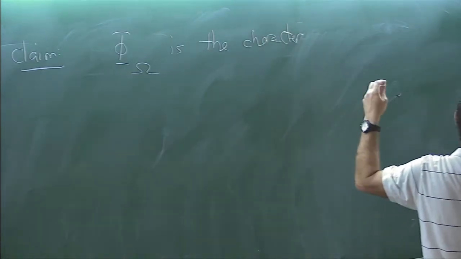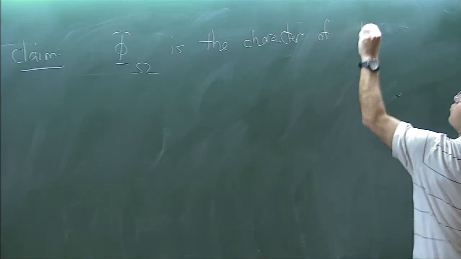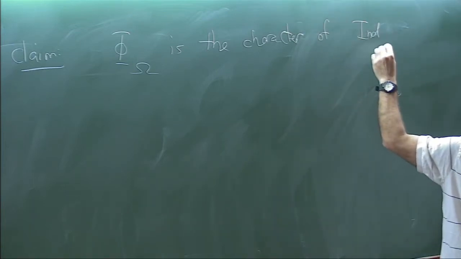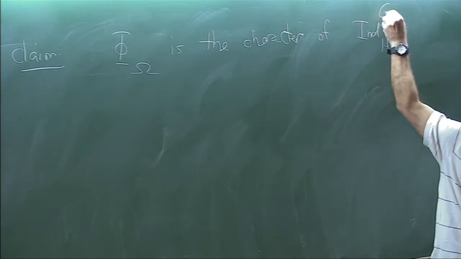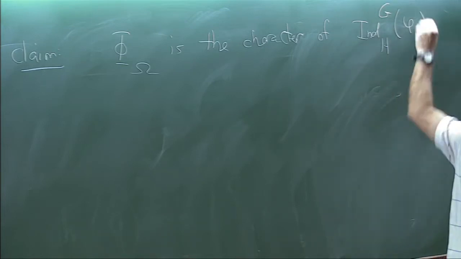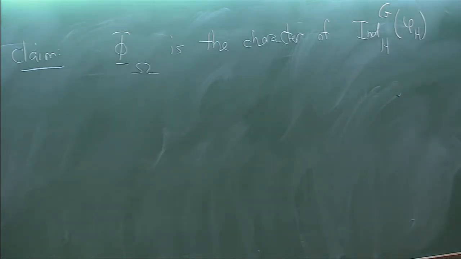It's not only a class function, it's a character of the induced representation from H to G of phi H. It's exactly this phi H that we've been talking about. And the reason I introduced this phi dot is because now I want to compute this induction and I will need this function.